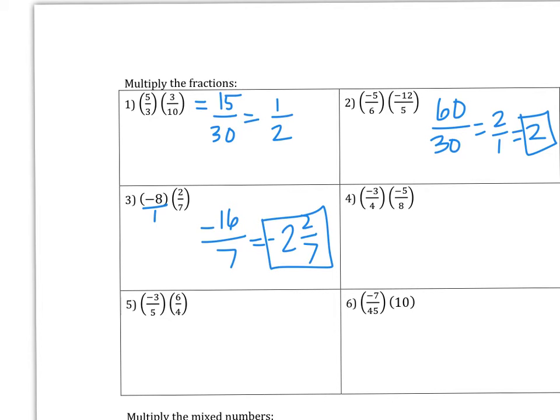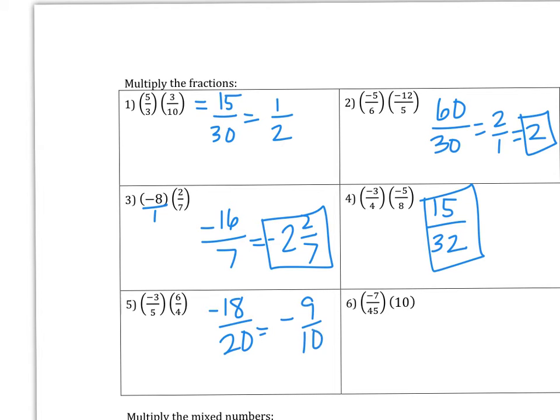Number 4, -3 times -5 is a positive 15. 4 times 8 is 32. 15/32. Number 5, -3 times 6 is a -18/20, and that reduces down into -9/10.